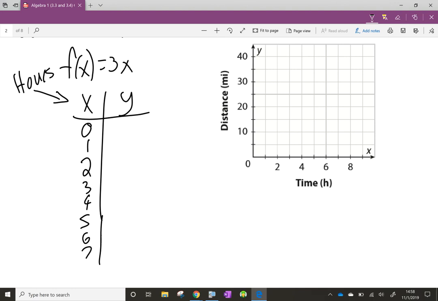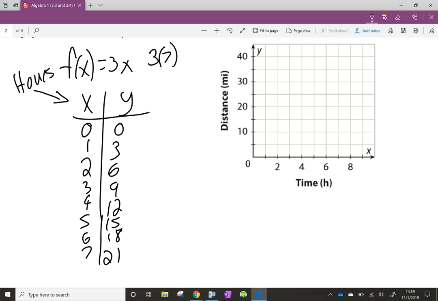So if we plug 0 in, that would be 3 times 0, and that answer is 0. If we plug 1 in, it's 3 times 1, which is 3. If we plug 2 in, it's 3 times 2, which is 6. 3 times 3 makes 9. 3 times 4 makes 12. 3 times 5 makes 15. 3 times 6 makes 18. 3 times 7 makes 21. So now I've got some points.